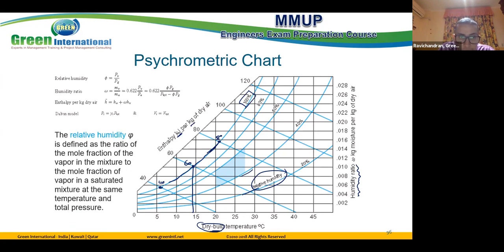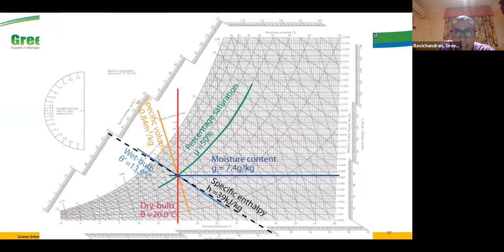Let's check the other thing. Here is the definition of relative humidity, which is the curved line: the ratio of the mole fraction of vapor in the mixture to the mole fraction of vapor in a saturated mixture at the same temperature and pressure. Let's see the exact psychrometric chart. This inclined line, the specific volume, is not required. It is not asked for in the exam.